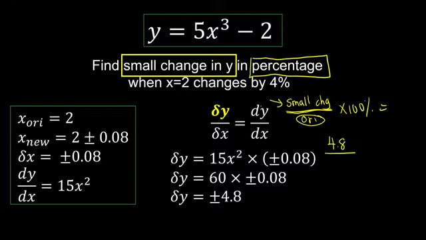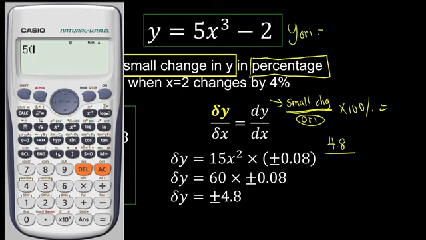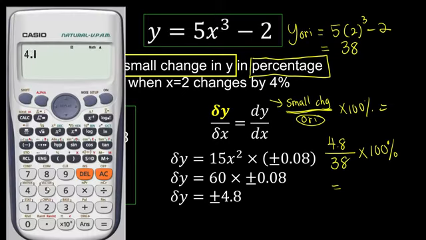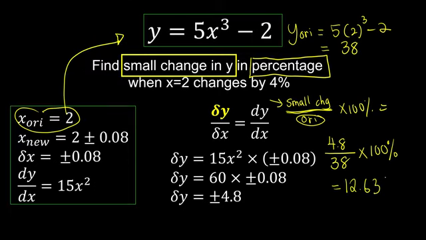Have we found it? Not yet. Can we find it? Yes. Let's substitute our original x into the equation. So y original is equivalent to 5 times 2 to the power of 3 minus 2, which gives 38. So now I know my original is 38, times 100%. You just need to substitute into the calculator. If you substitute in the calculator, you are supposed to get the answer of 12.63%.